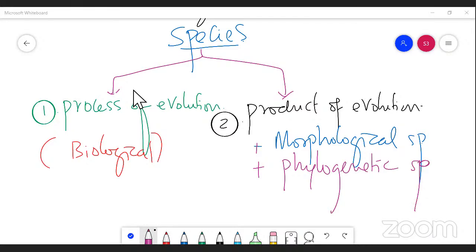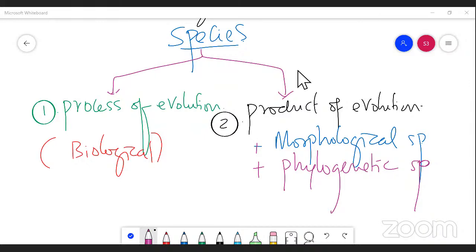Dear students, did you understand another classification of species? Yes, sir. Will you mention the types, please? Process of evolution and product of evolution. Okay, which of the following species comes under process of evolution? Biological species. Very good. So those plants or organisms involved, parasitic plants, in the process of evolution, they are categorized under biological species.